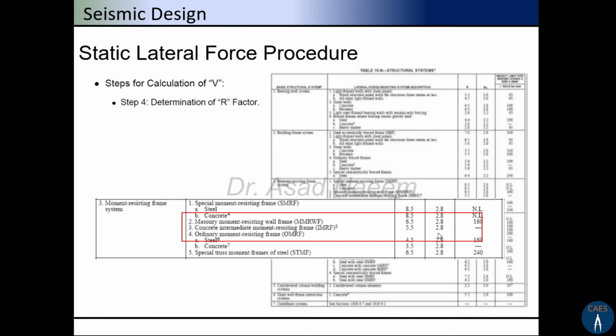Similarly, the overstrength factor varies from 2.2 to 2.8, and this is basically used to increase the design forces for certain elements in a structure which we do not want to yield under any circumstances, like shear walls or transfer girders. So this is another important factor. This is the table to determine R for the static lateral force procedure.